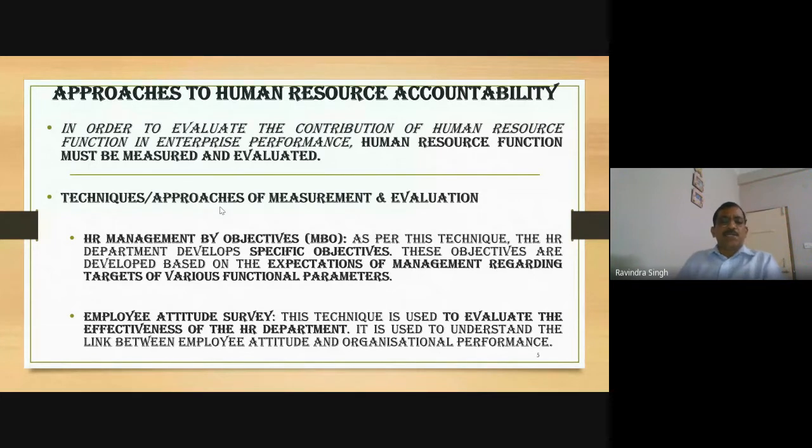Employee attitude survey. This technique is used to evaluate the effectiveness of the HR department. It is used to understand the link between employee attitude and organizational performance. I carried out one survey in a government organization in 2016 on what is the anxiety with your job. Several questions were asked to more than 400 people across MP, UP, Chhattisgarh and Gujarat.